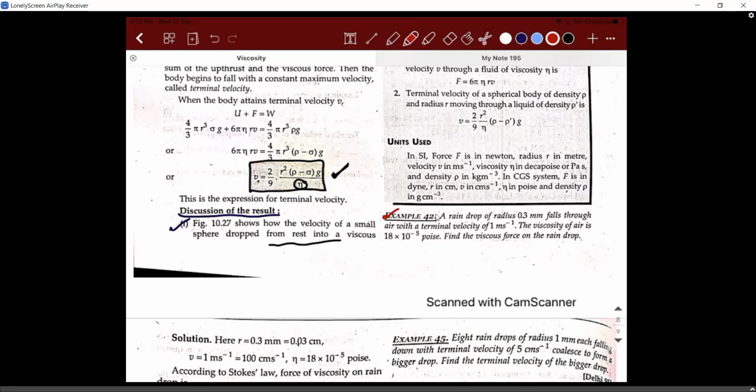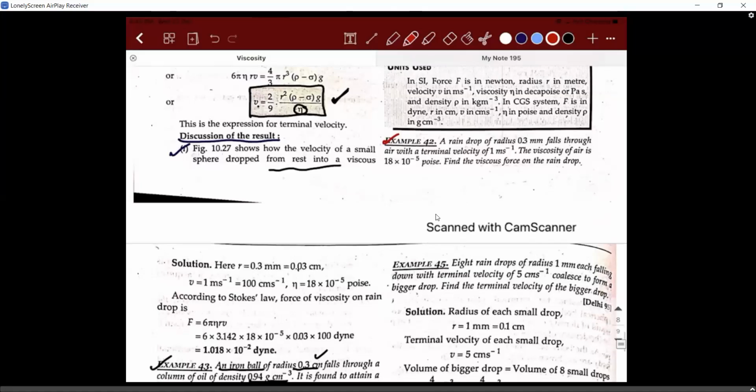0.03, check. You want it in centimeter. We can write 0.3 millimeter as 0.3 into 10 power minus 3 meter. So 0.03 into 10 power minus 2 meter, accepted? 10 power minus 2 meter is centimeter, so 0.03 centimeter, correct? Okay, fine. So it's better you solve it in CGS unit itself. That is easier. You can write the answer in terms of dynes.